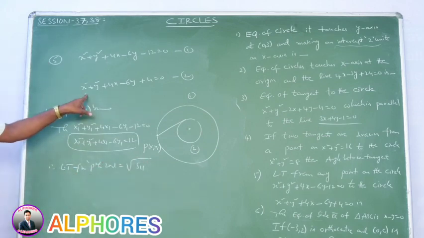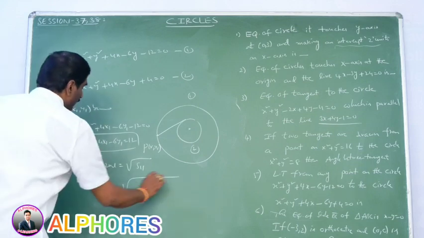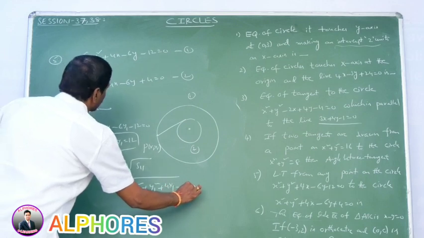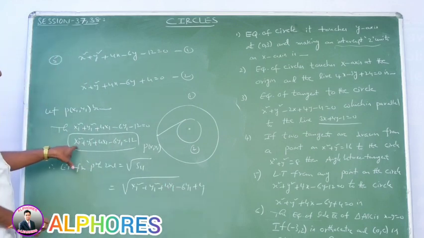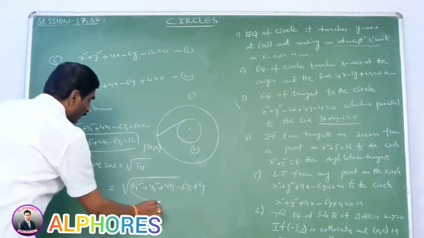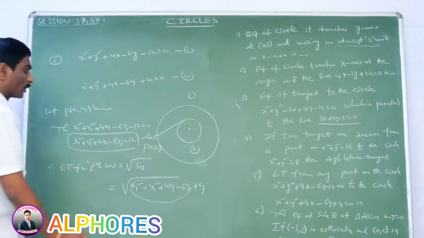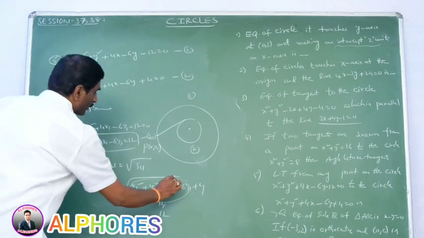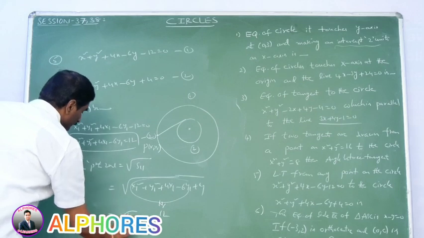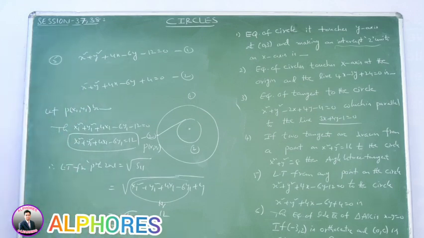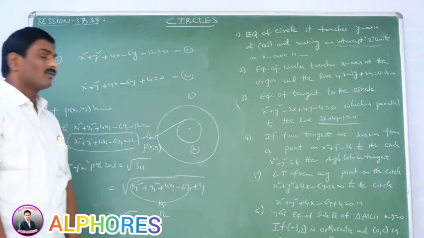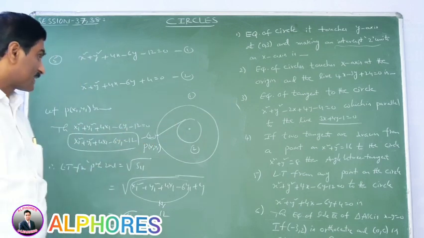We take S as the second circle. That means root over x1 square plus y1 square plus 4x1 minus 6y1 plus 4. But from this value, x1 square plus y1 square plus 4x1 minus 6y1, this value is equation number 2. From 2, this value is 12. 12 plus 4 means 16. Root 16 means 4. It is the length of the tangent. Length of the tangent from any point on the circle to this circle is 4 units. Next, sixth one.